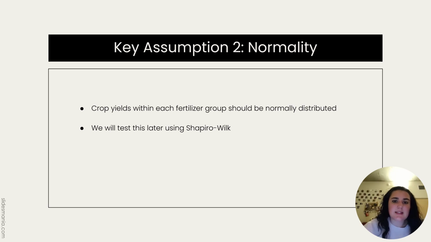The second common assumption is normality within each group. The yields in each fertilizer group should follow a normal distribution, the famous bell curve. Normality ensures that the ANOVA test statistic behaves as expected. In SPSS, we will check normality using the Shapiro-Wilk test and QQ plots.